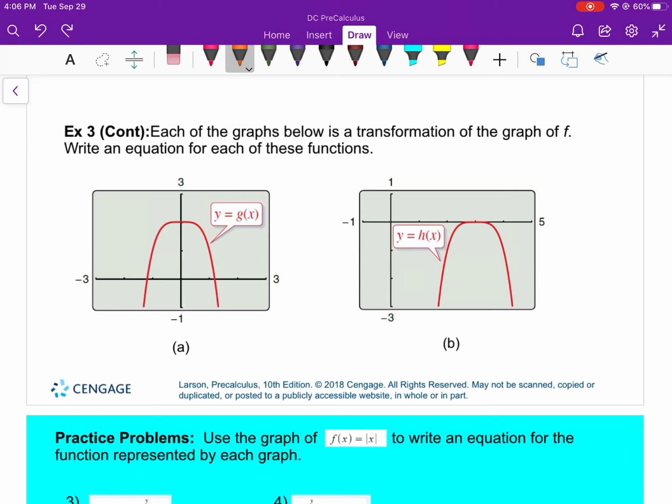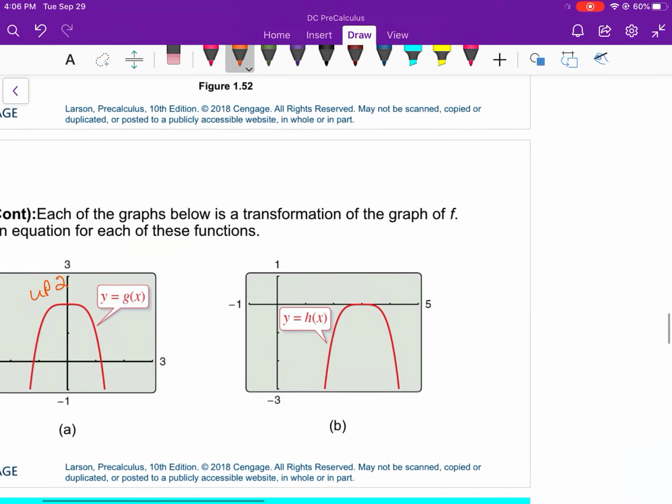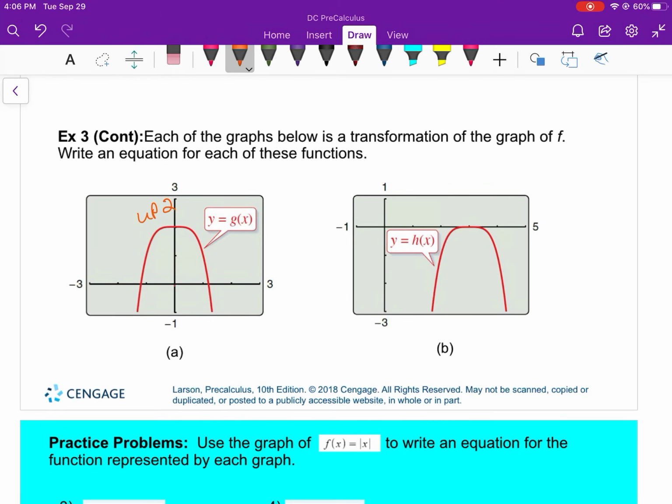So I can see that x to the 4th has been shifted up 2 because normally it's here at 0, 0. And it's also flipped upside down. So chances are they might have started here. I think the sequence of events would have been, here's my original, something like that. Then I flipped it over, something like that. And then I took that and I moved it up 2. I hope that makes sense.